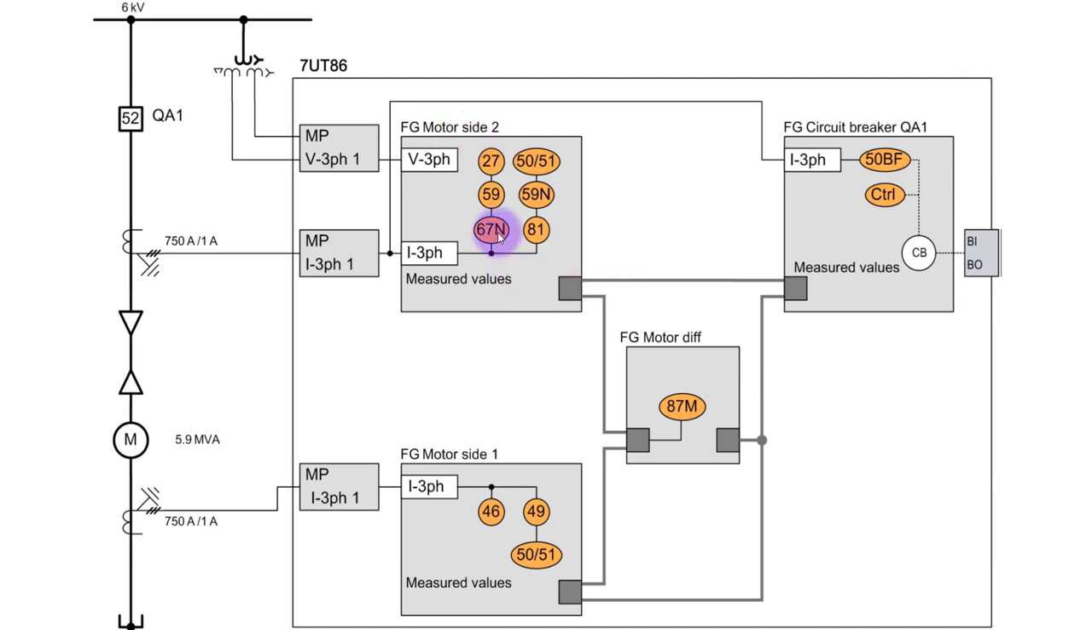Okay, another functions which are available. First we have to add the function groups for side 1, side 2, motor diff, and circuit breaker. We have one CB and one circuit breaker is okay. And the functions for side 1 and side 2, here we can see the thermal overload, overcurrent, over voltage, under voltage, over frequency, under frequency, and also overcurrent available in this side, the diff protection 87M or motor differential protection, and the CBF in the circuit breaker.